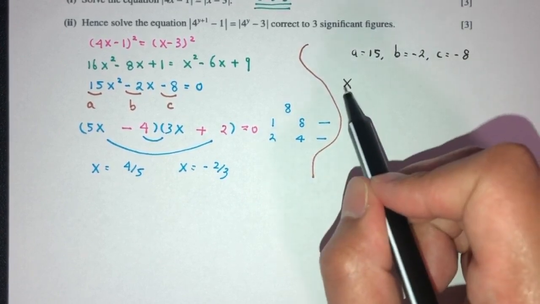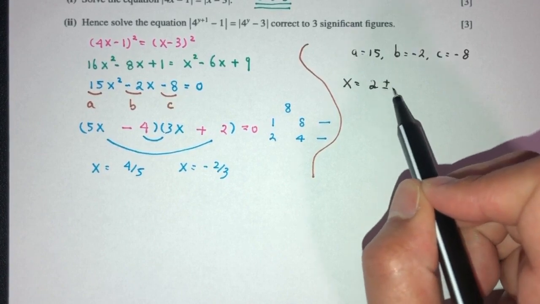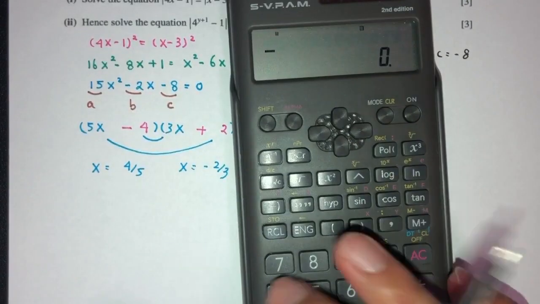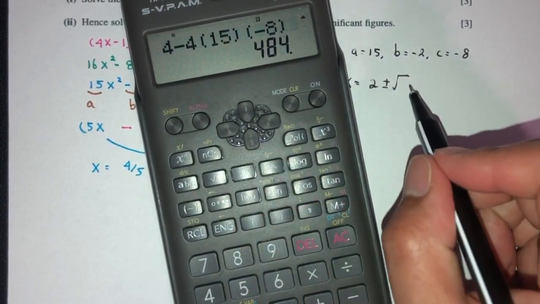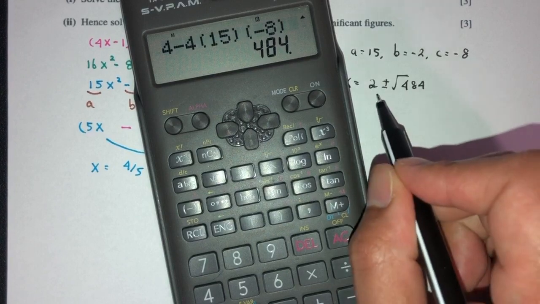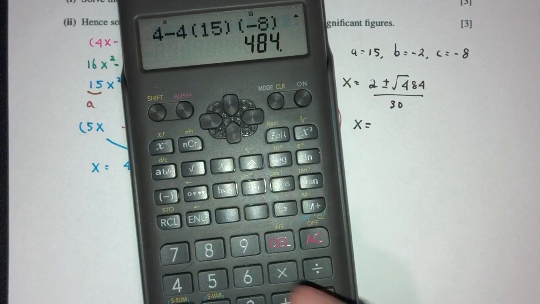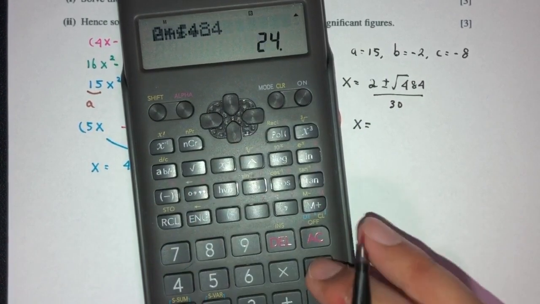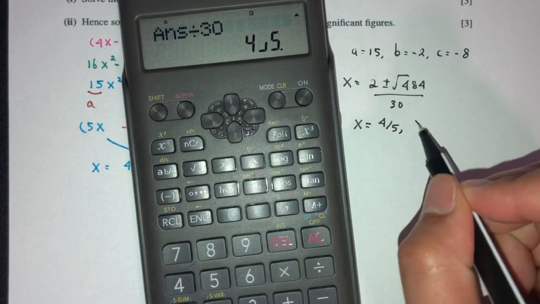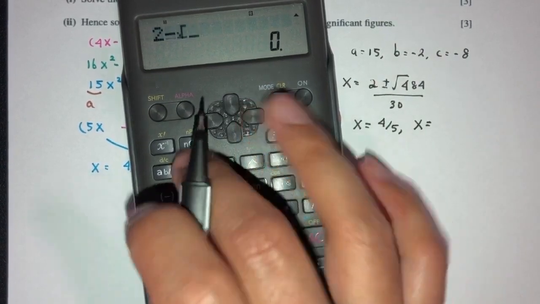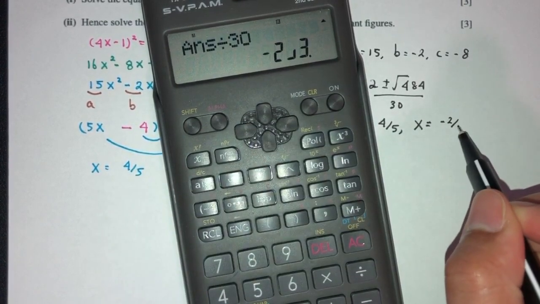So the formula is x is equal to minus b plus or minus root of b squared minus 4ac, over 2a. That'll be 484 divided by 2a, that should be 30. So two values of x. x will be 2 plus root of 484 divided by 30, which is 4 over 5, or x could be 2 minus root of 484 divided by 30, which is simply -2 over 3 as well.